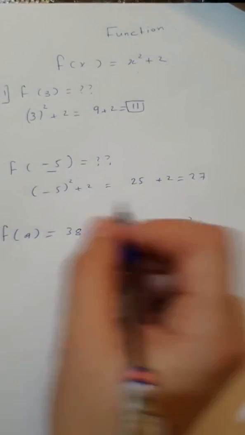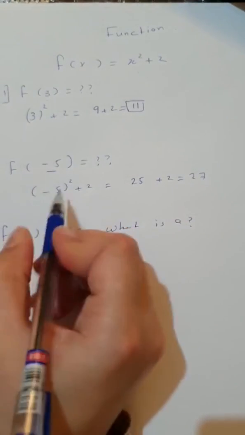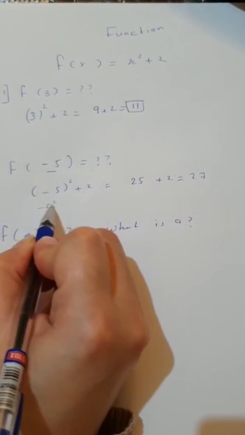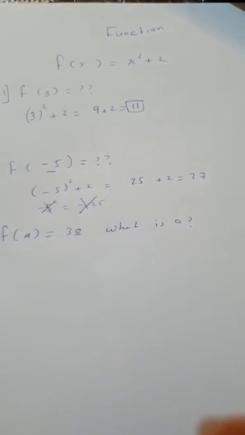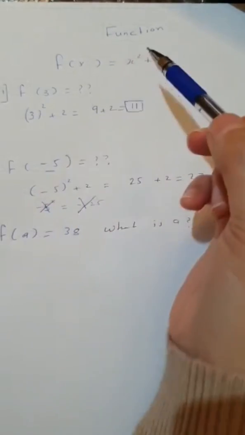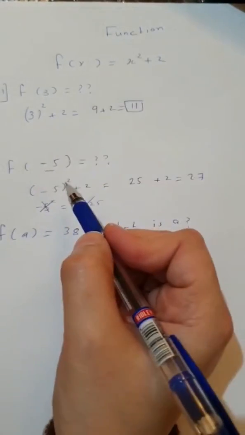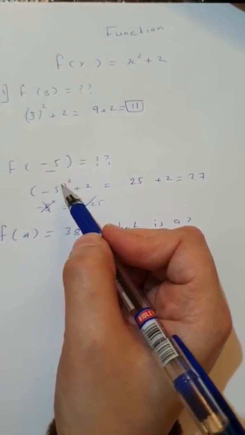One of the common mistakes is that students will not put brackets here, and they will write negative 5 to the power of 2, which gives negative 25 in the calculator, which is totally different. The most important thing when you replace x is to put brackets to find the power of the total answer.